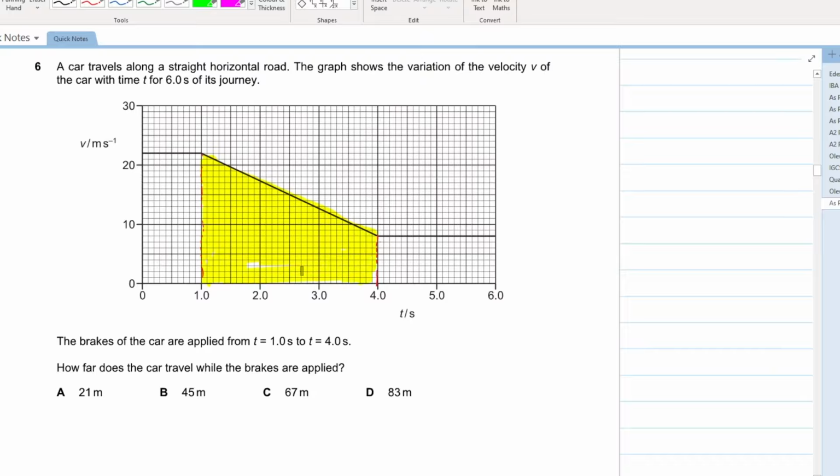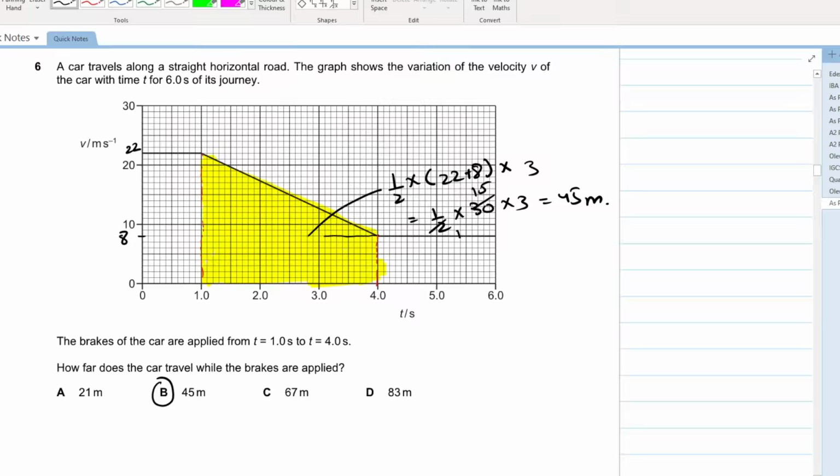Can you calculate the area of this trapezium? Pretty easy to calculate. This will be 1/2 into the sum of parallel sides. What are the parallel sides? One parallel side is 8. The second parallel side is 22. 22 plus 8 into the height. What is the height? From 1 to 4, the height is 3. The area comes out to be 1/2 into 30 into 3. This becomes 1, this becomes 15. The answer is 45 meters. B is your answer.